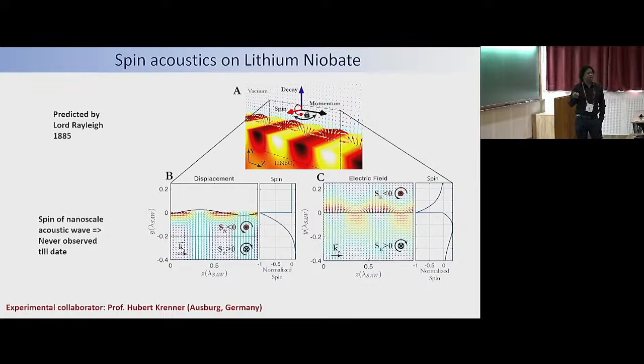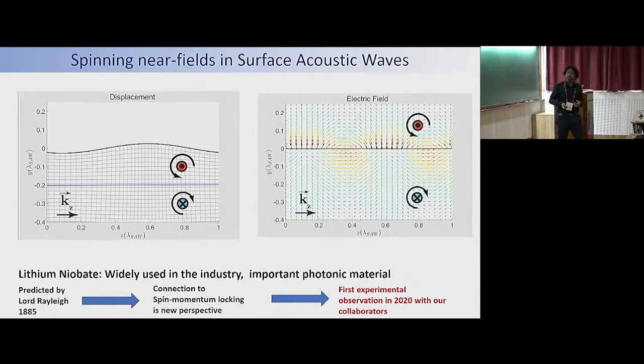In some sense, this is an effect which was actually predicted a very long time back. Of course, Lord Rayleigh didn't really connect it to spin or spin momentum locking or any of these things. He was just talking about the electric field rotation in a surface acoustic wave, but this was never isolated or measured. Along with our experimental collaborator, who did a very careful measurement, we were able to isolate this. This is a movie, I don't know if this is going to play. Let me try this. Yeah, this doesn't play either, but this is part of the paper.